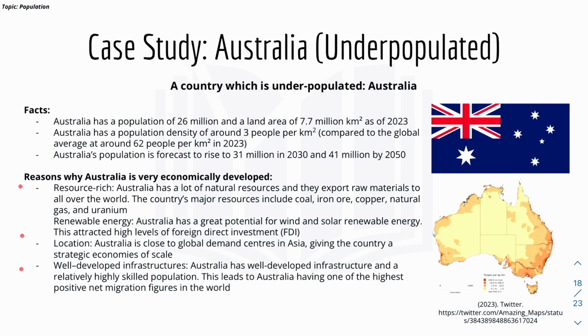And here are reasons why Australia is very economically developed. They are resource rich, which means that they have a lot of natural resources and they export raw materials all over the world. And renewable energy. Australia has a great potential for wind and solar renewable energy due to a large land area available at the center. And then we have the location, as Australia is located close to the global demand centers in Asia, giving the country strategic economies of scale. And lastly, they have well-developed infrastructure.